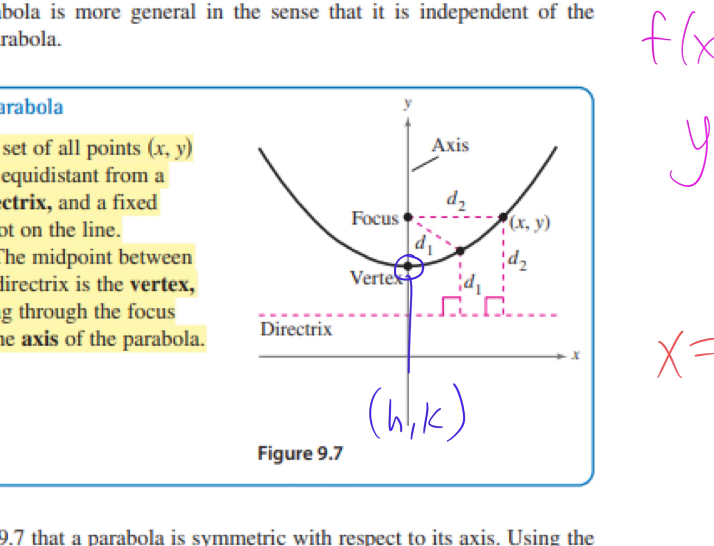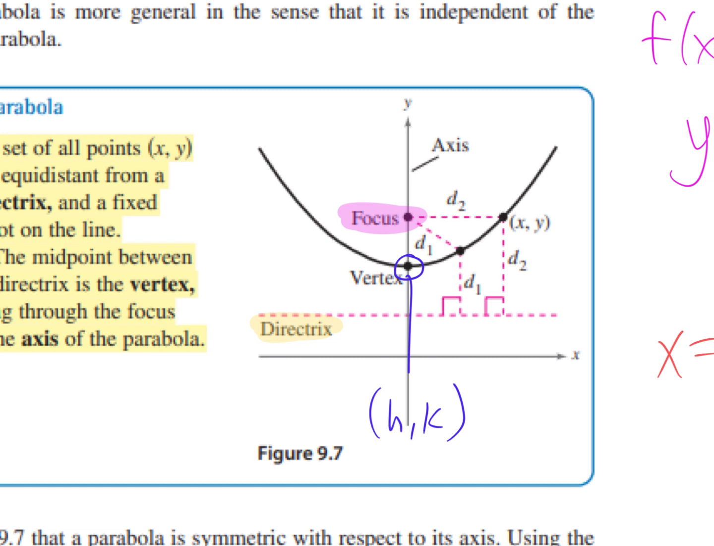We've written the vertical ones before. f of x equals a times (x minus h) squared plus or minus k, right at the end. Same thing. Now, there's two things that are new here. What is new is this word right here. What is that word? Focus. And then this word down here is called directrix.